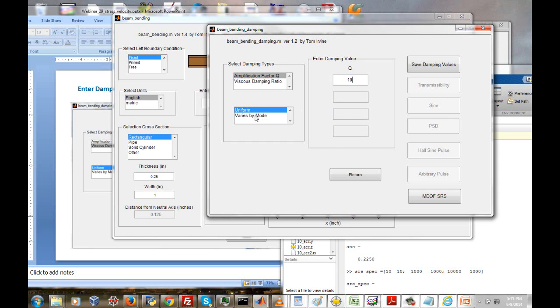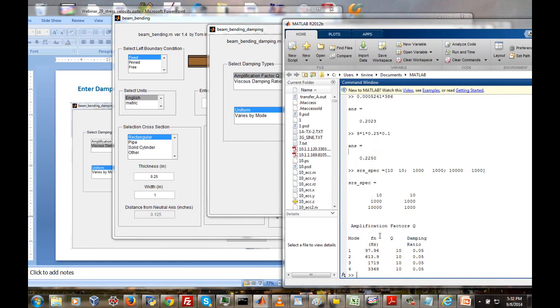We could, if we so desired, have a different Q for each of the four modes. Or instead of applying the Q, we could apply a viscous damping ratio, which 5% damping, or 0.05 as a ratio, would be equivalent to Q is equal to 10. So let's go ahead and save those damping values. And if we go back to our command window, you can see, okay, here's our first four modes, our bending modes, corresponding Q values and corresponding damping ratios. So that's all well and good. So we're ready to move on.